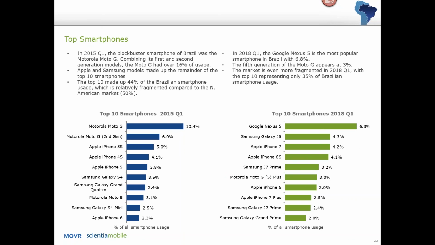Moving to 2018, interesting change. Google Nexus 5 is actually the most popular phone with 6.8%. And the Moto G, now on its 5th generation, 5G plus, is the only Moto on the top 10 right now, and it stands at 3%.